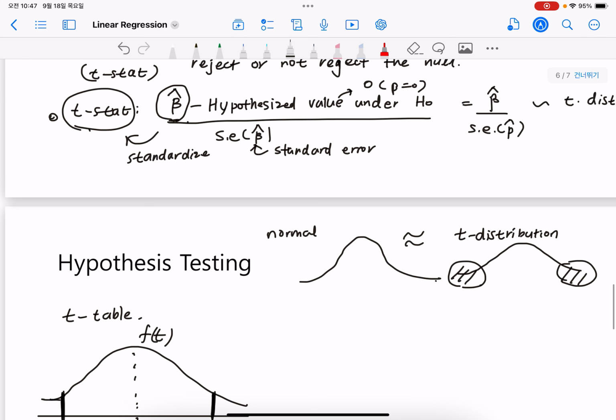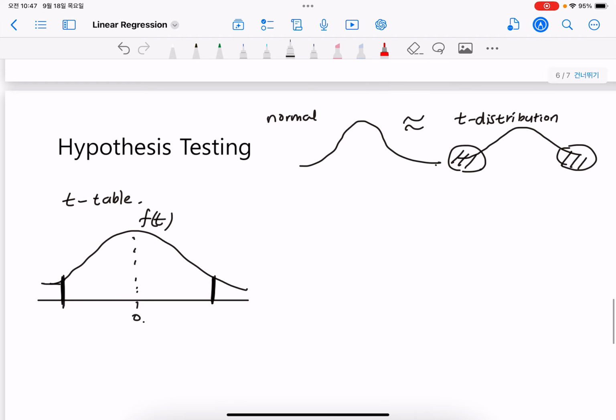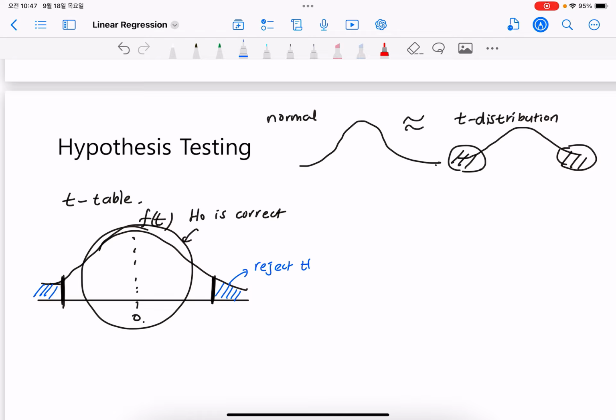And by the way, under H0, beta is assumed to be 0, meaning that the t-stat will also be 0, right? So if H0 is correct, then it will be around this point, right? But we want to show that it's not the case, right? It's either here or here where we can reject the null, right? And this is where we can say, oh, x and y possibly has relationship.